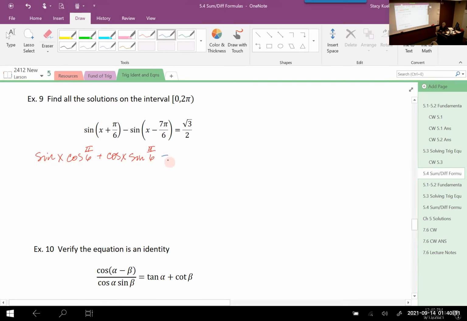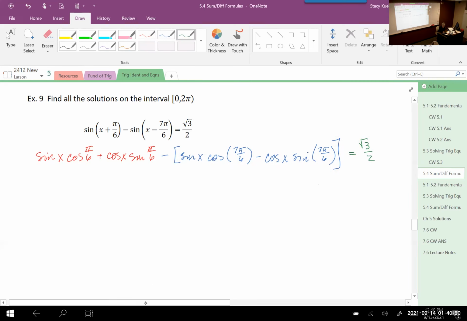Now let's simplify the second part here. I have minus, and I'm going to put this second part in parentheses. I would have sine x cosine 7 pi over 6 minus cosine x sine 7 pi over 6. And that all equals the square root of 3 over 2. Remember, we're solving this.